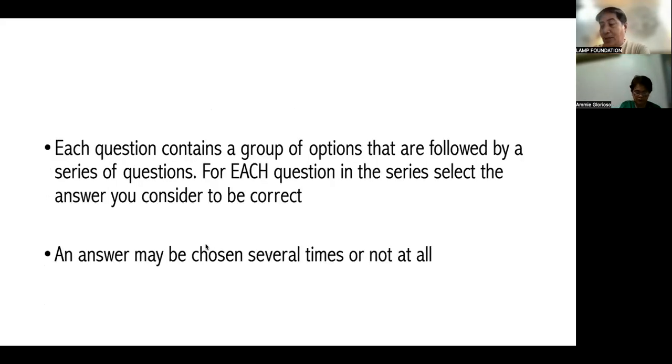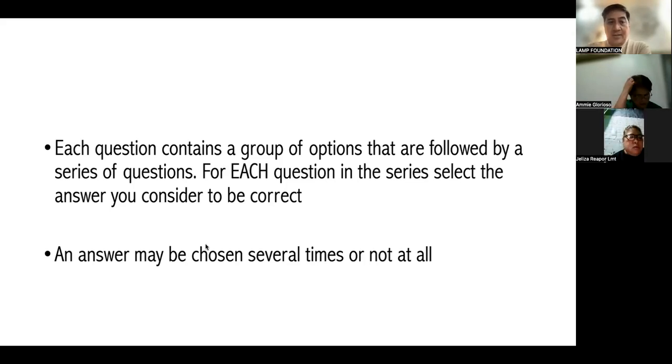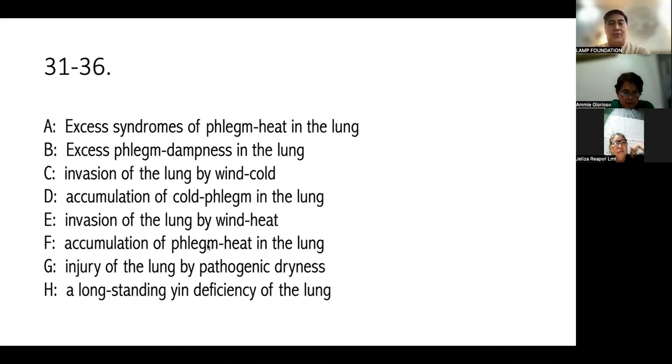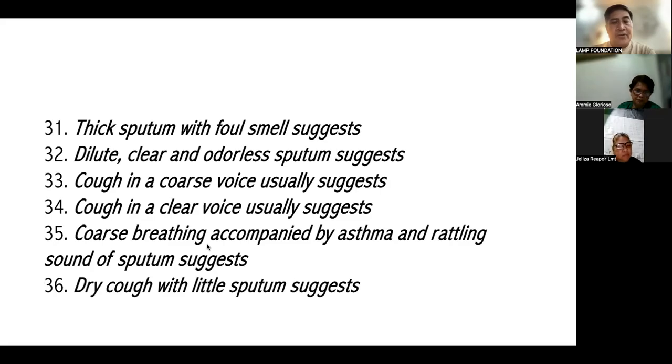Okay, next we go to, I would like to ask Ma'am Jeliza to take care of 31 to 39. So, ito naman, hindi na multiple choice. It's actually matching, no? Modified matching ang tawag dito. And an answer may be chosen several times or not at all. So, pwedeng maraming beses mo siyang sasagutin or hindi mo siya gagamitin. Okay, let's start the ball rolling. Ma'am Jeliza, from 31 to 36. Let's proceed to number 31.